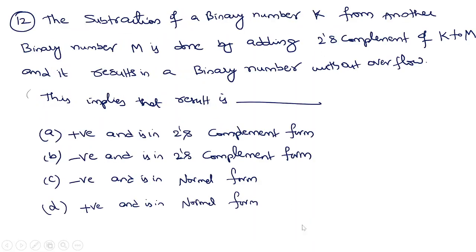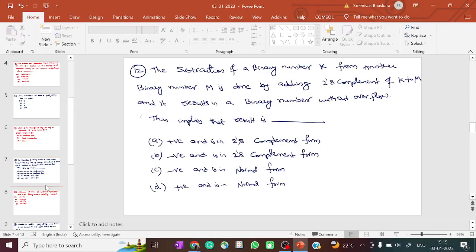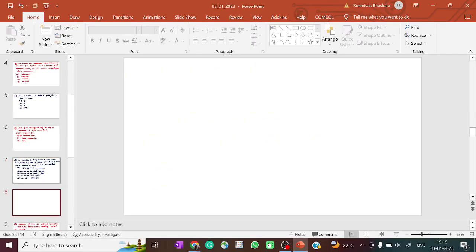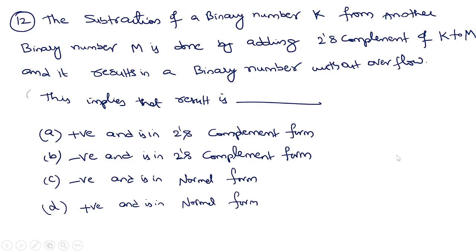Do this one. The subtraction of a binary number k from another binary number m is done by adding the 2's complement of k to m, and it results in a binary number without overflow. This implies that the result is... Very good question. The subtraction of a binary number k from another binary number m is done by adding the 2's complement of k to m.